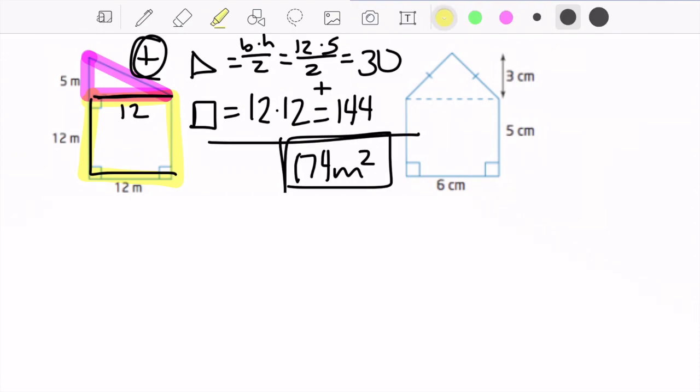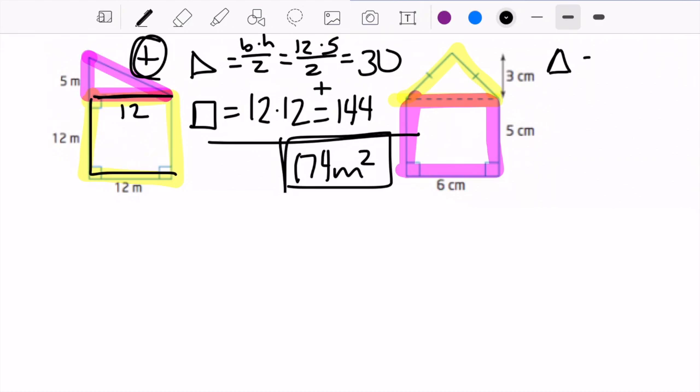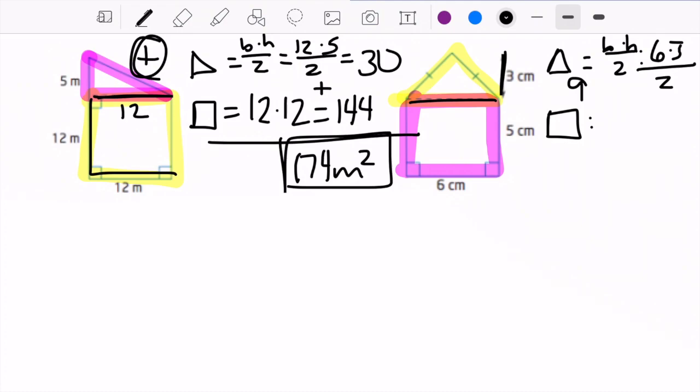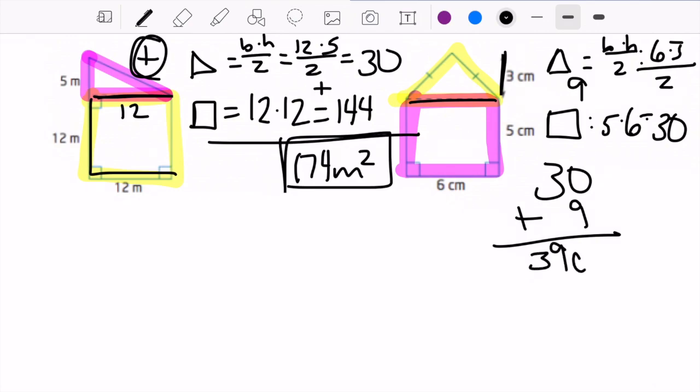Same process as every time. I know I've said that multiple times in these lessons, but it really does help you to follow the same process each time. So again, we have a triangle on top of a rectangle. So we have the triangle, we have the rectangle. So base times height divided by 2. Our base is 6 times the height is 3 divided by 2. That will give us 9. And then we have 5 times 6, so length times width, gives us 30. So we have 30 plus 9, which will give us 39 centimeters squared. All right, and that'll be the end of Unit 13.